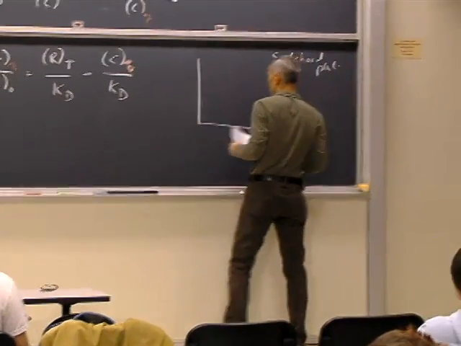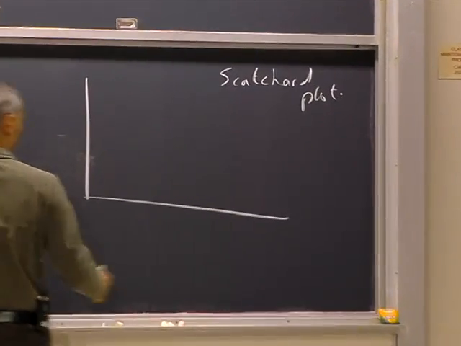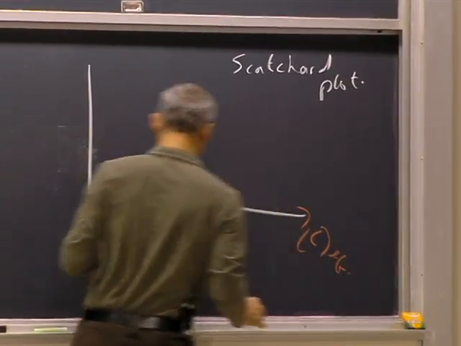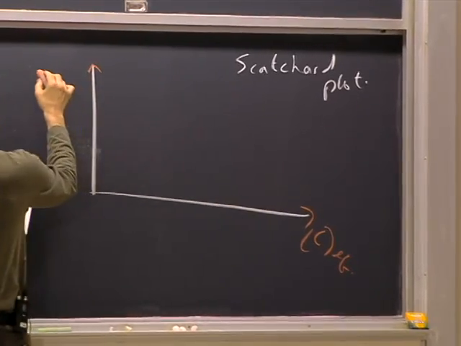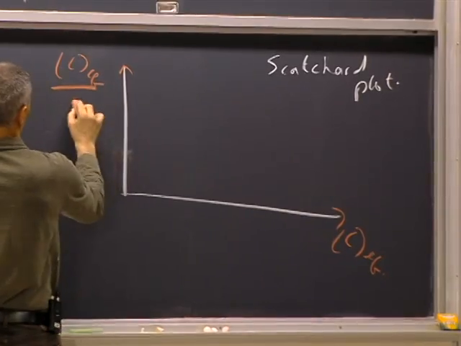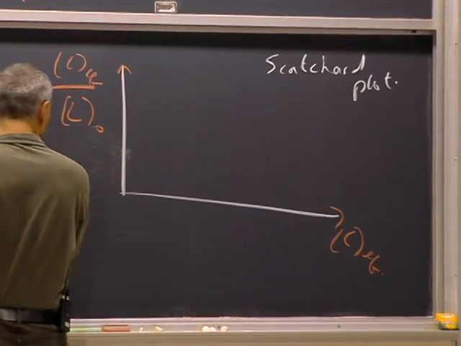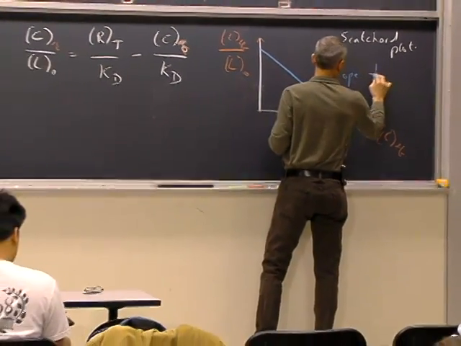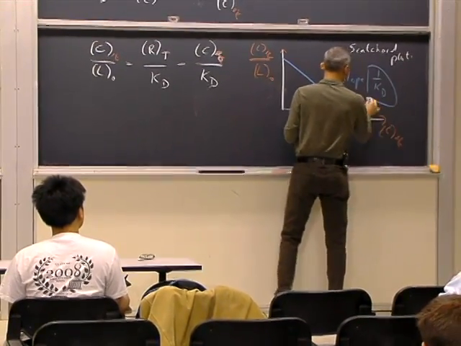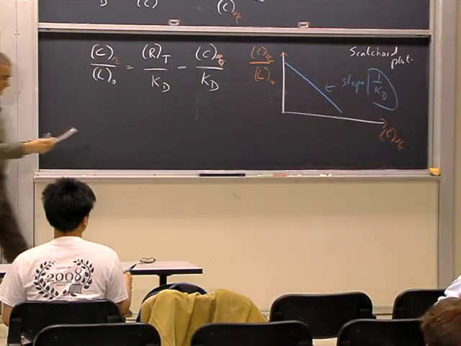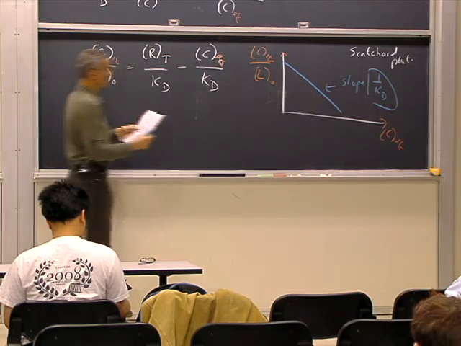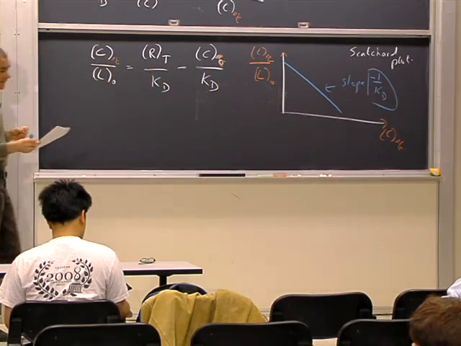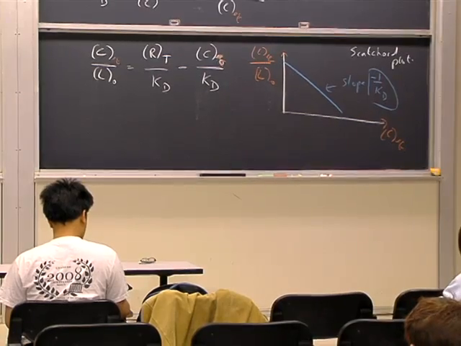So you get a straight line. So we're plotting here the equilibrium constant of the complex, and on this axis we're plotting the ratio of the complex divided by L naught. And you get a straight line like this, where the slope is minus 1 over KD. Now, there's a couple things that you can look at that are sometimes useful in this analysis.